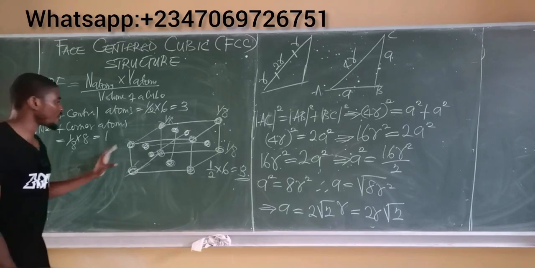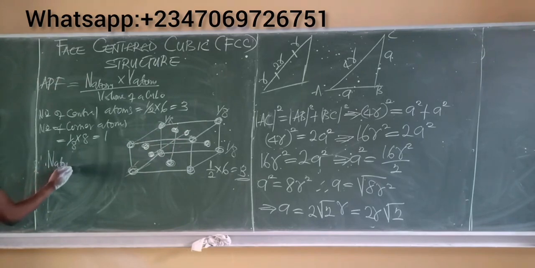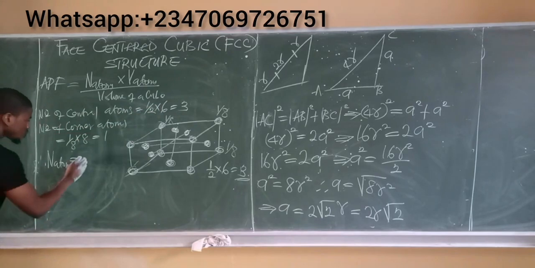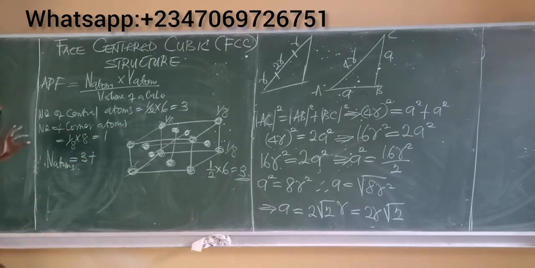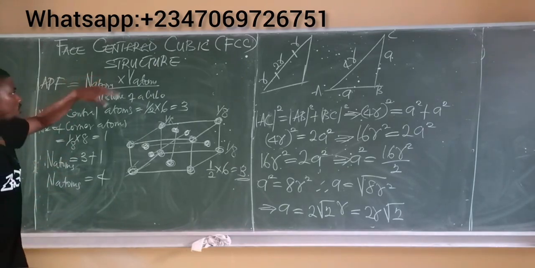Hence, the total number of atoms contributing volumes, which is n atoms here, becomes the number of central atoms, which is 3, plus the number of corner atoms, which is 1. So n atoms equals 3 plus 1, which is 4. So we simply have the number of atoms to be 4.